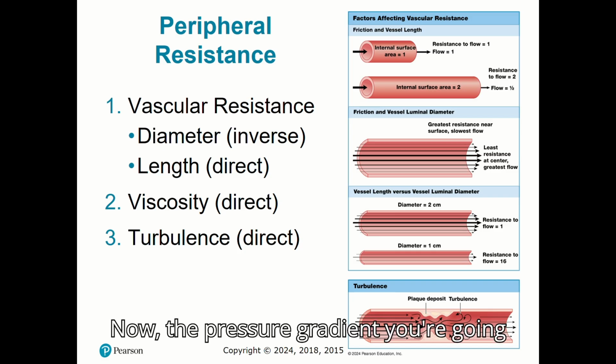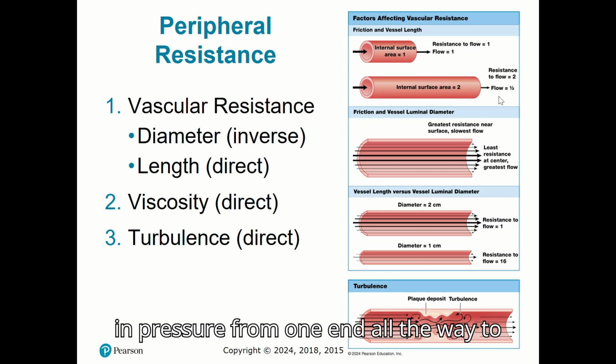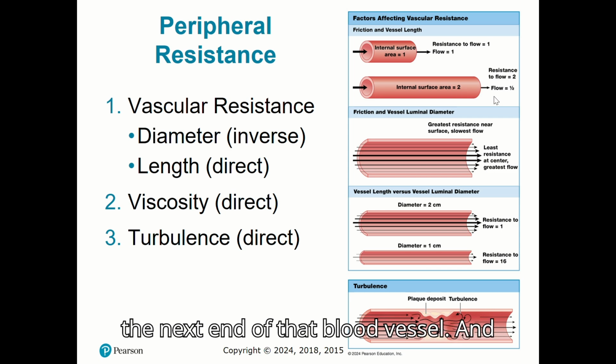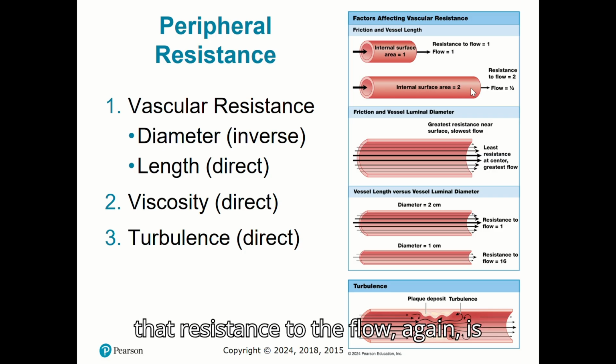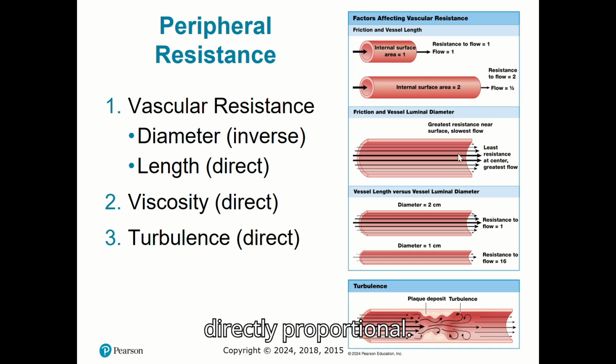Now, the pressure gradient you're going to get, you're going to have a difference in pressure from one end all the way to the next end of that blood vessel. And that resistance to the flow, again, is going to be inversely proportional, whereas the diameter is going to be directly proportional.